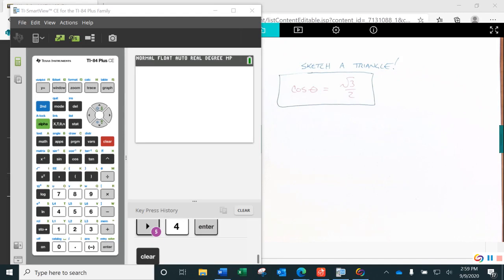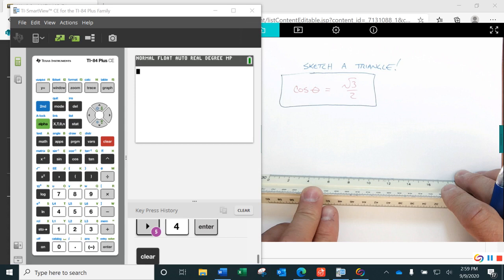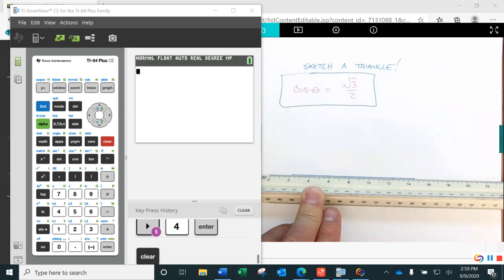Now we're asked to sketch a triangle so that this statement is true. Cosine of theta is equal to the square root of 3 over 2. And we want to make this as easy as possible. So let's just draw ourselves a triangle. It doesn't have to be perfect. We're going to sketch it out.